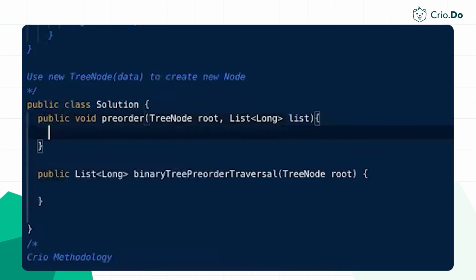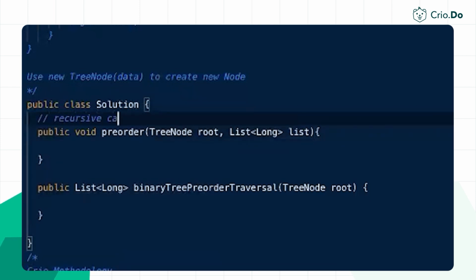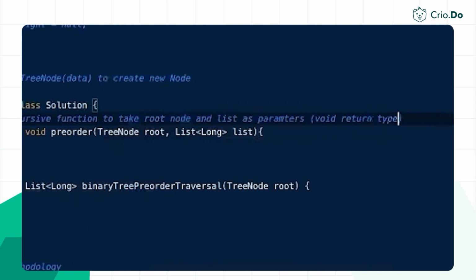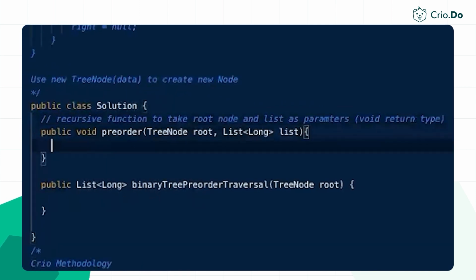Okay, so this function is a recursive function. What is this recursive function going to do? It is going to basically take the root node and the list as parameters and have no return type. Nothing as a return type, a void return type function. So let me write in the bracket void return type, because we will be just storing the nodes in the list only, no need to return anything.